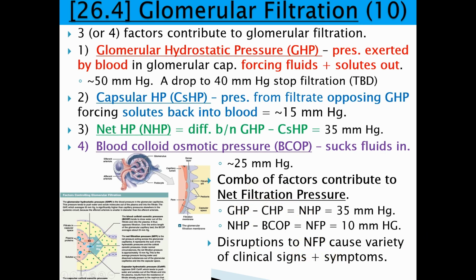We want filtration to occur. It doesn't take much to stop filtration. So notice a drop to 40 millimeters of mercury means our kidneys no longer function. So, you know, if your diet goes poor and you're not getting access to water and food like that, that does cause concerns to your kidney.